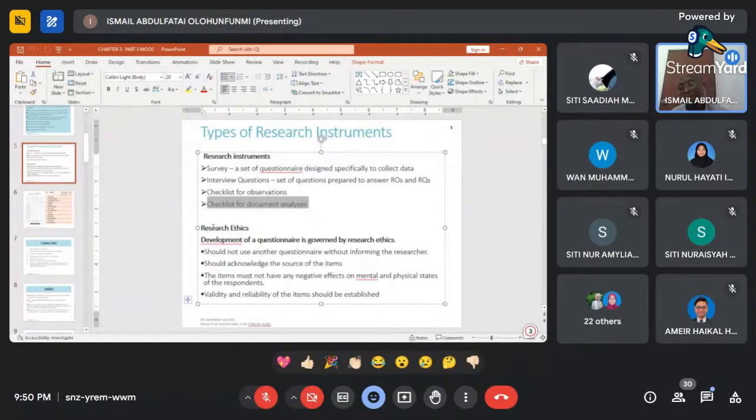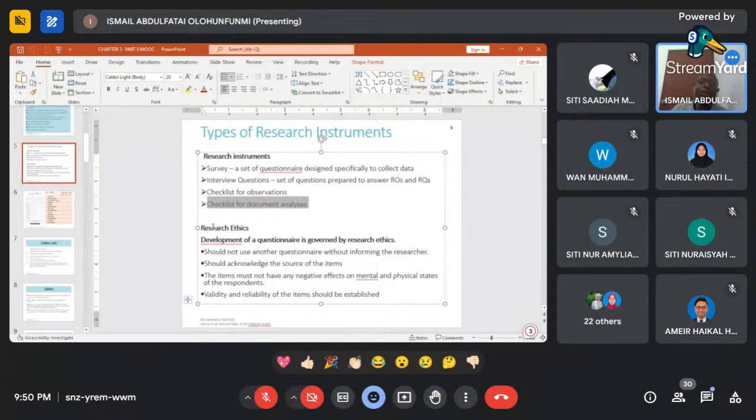research ethics is very, very important in the aspect of developing a questionnaire or instrument, because you should not use another questionnaire without informing the researcher. That is, the questionnaire does not belong to you. It is not advisable for you to just create a questionnaire by yourself. That questionnaire may not be able to measure what you want to measure.